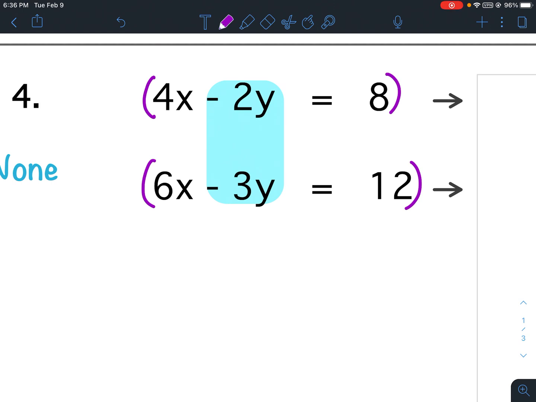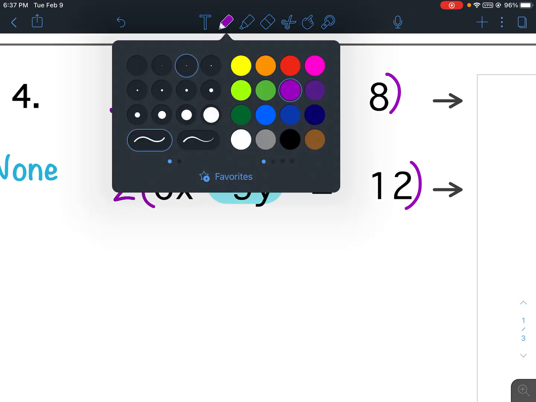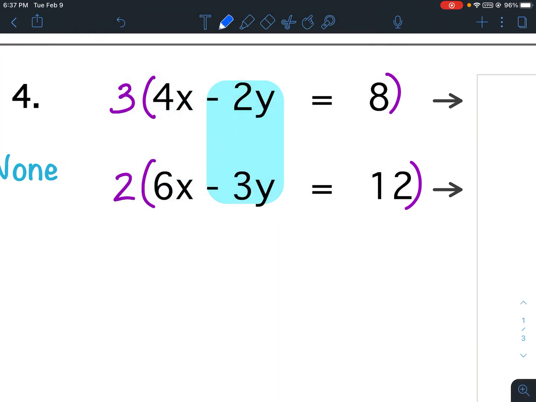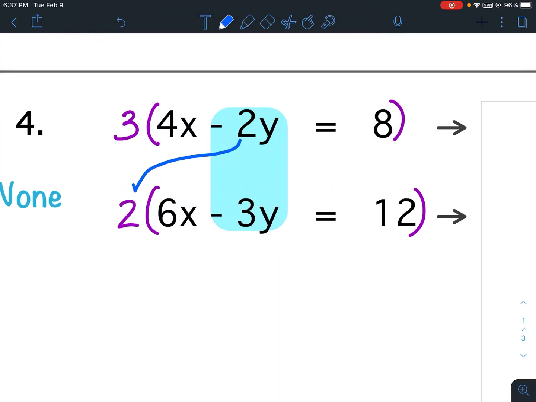Because the negative 2 is on top, I'm going to put 2 on the bottom. Don't worry about the negative sign. Just put the absolute value of that coefficient. So put 2 on the bottom. Since 3 is on the bottom, I'm going to put it on the top. Now, just to show you, this goes there, and that there.